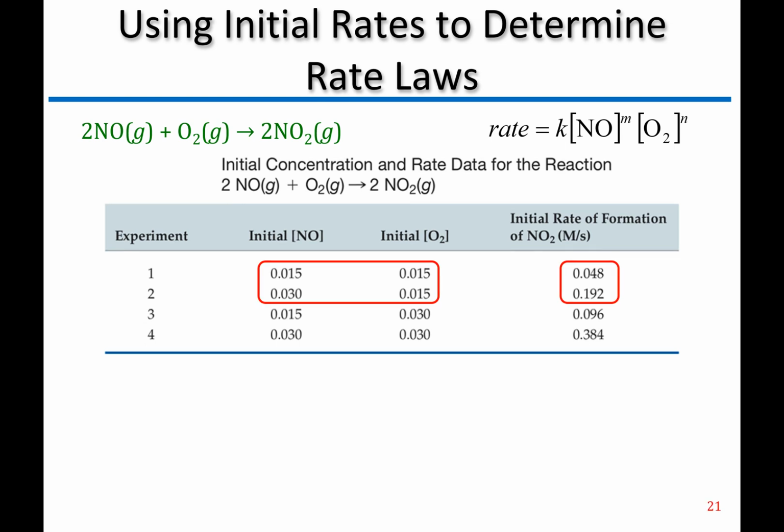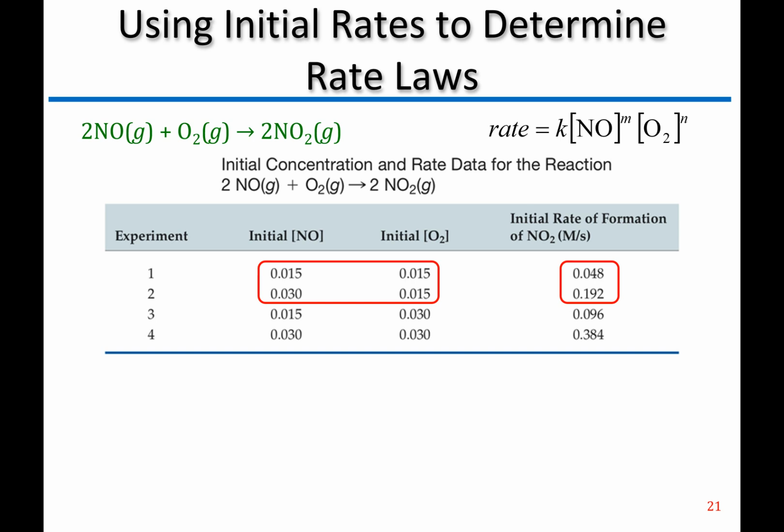Well, the first thing we need is a series of experiments where we've held the concentration of one reactant constant and changed the other. In this way, we know that the change in the reaction rate is due to changing that reactant. If we change them both, then we don't really know what's having an effect on our reaction rate. It could be both, could be one, could be neither of them.